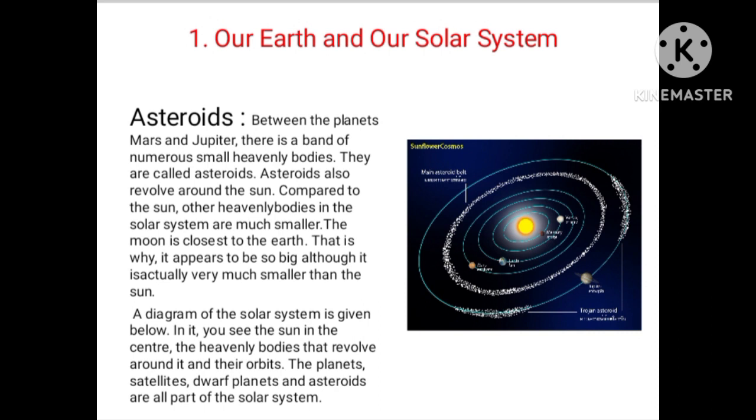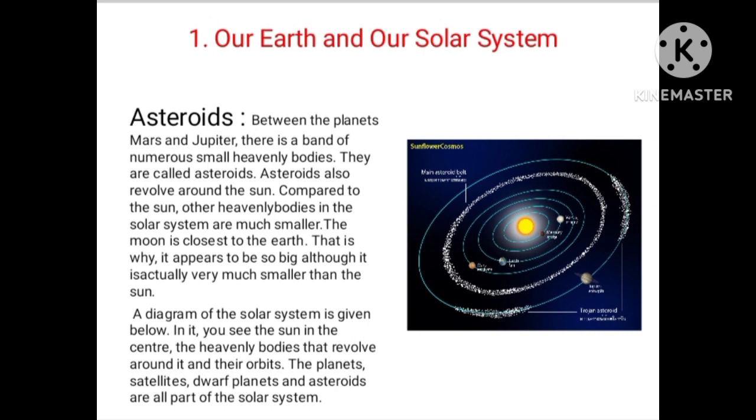Asteroids. Between the planets Mars and Jupiter, there is a band of numerous small heavenly bodies. They are called asteroids. Asteroids also revolve around the sun. Compared to the sun, other heavenly bodies in the solar system are much smaller. The moon is closest to the Earth. That is why it appears to be so big, although it is actually very much smaller than the sun.